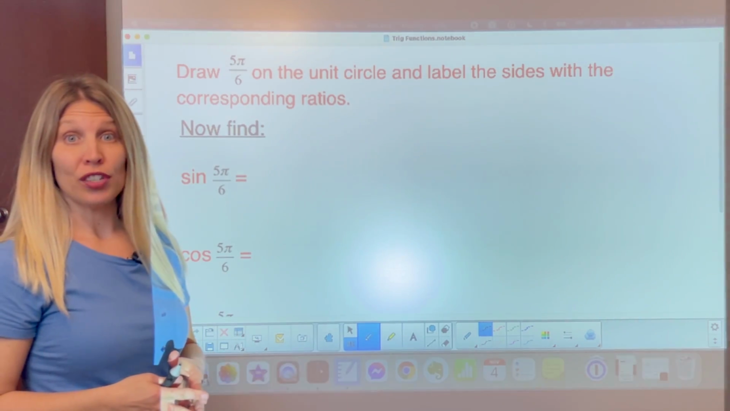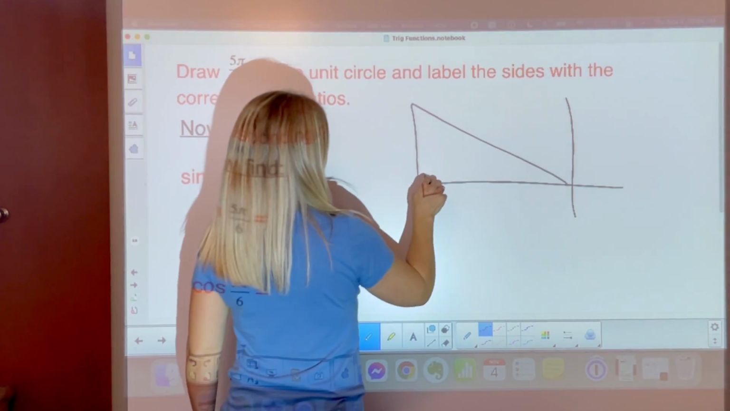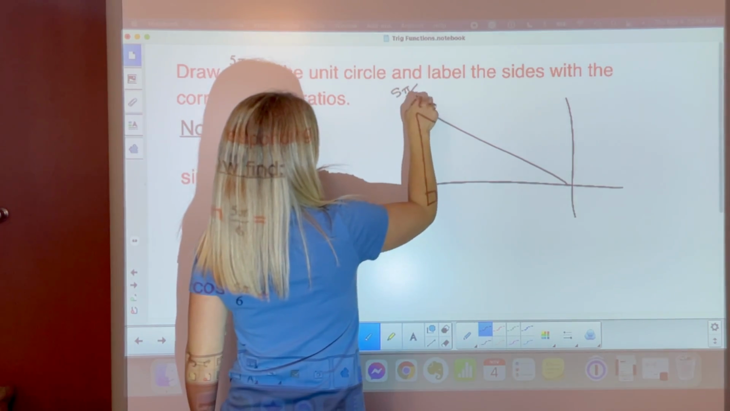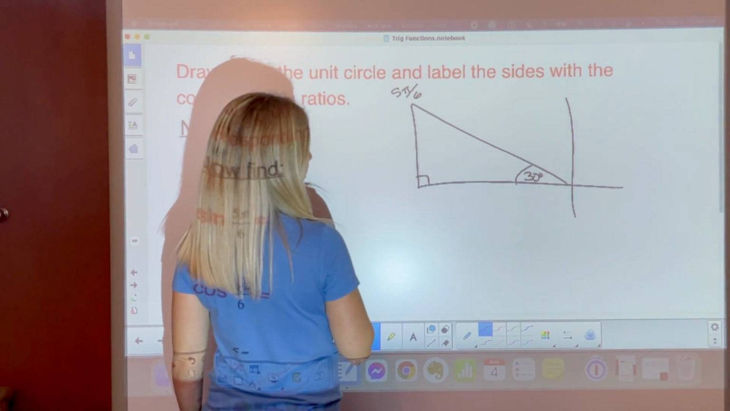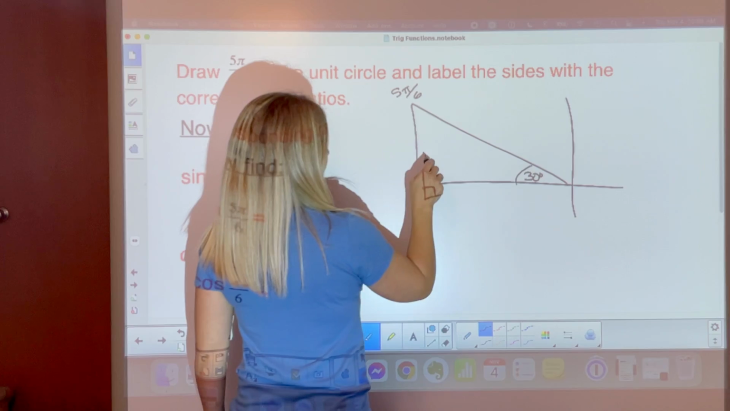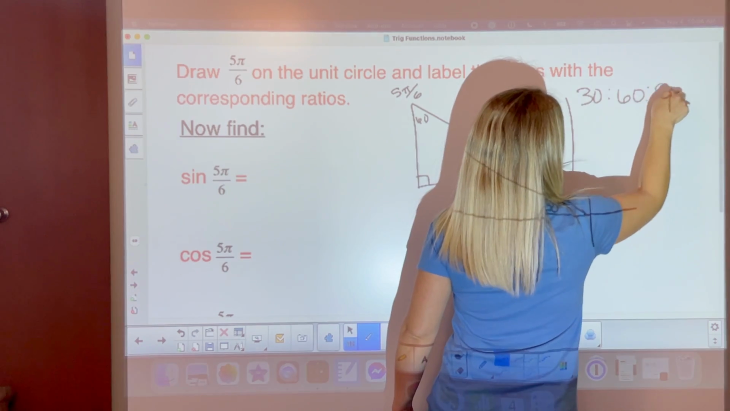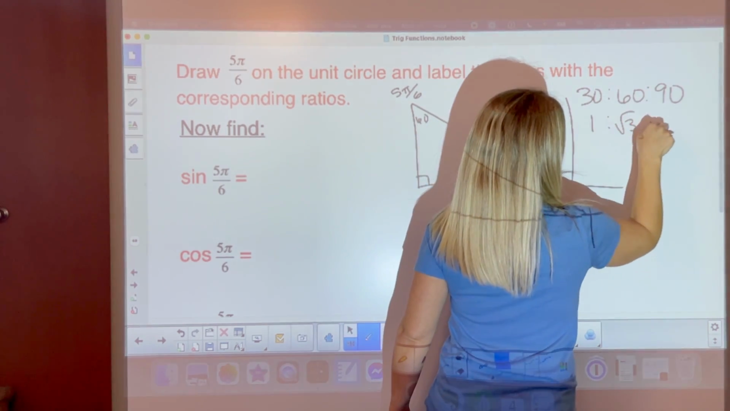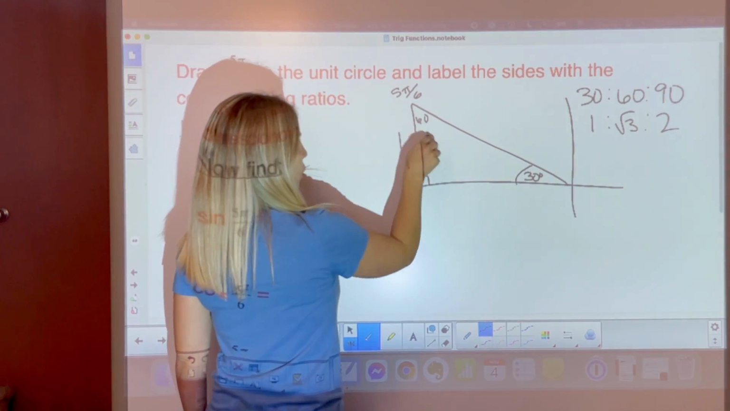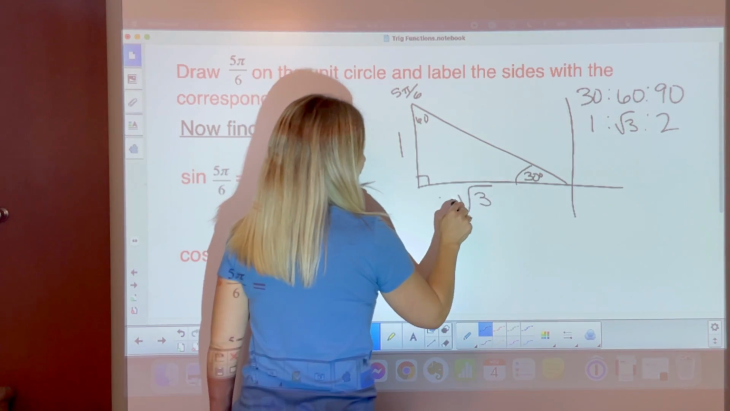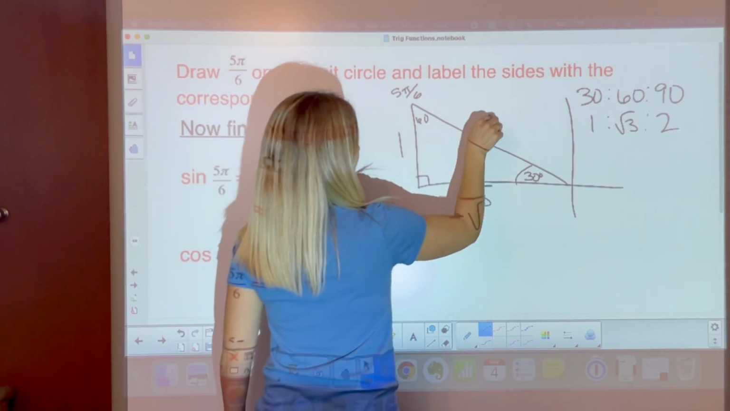Now let's do 5 pi over 6. Hopefully you all remember that 5 pi over 6 is going to be right here. This is my 5 pi over 6, which makes this a 30-degree angle because it's the pi over 6 family. So I have a 30, 60, 90, and hopefully if you don't remember those ratios, you can check out my other video, but here are the ratios for a 30, 60, 90 triangle. Across from the 30 is the 1, across from the 60 is the square root of 3, but it's negative because we're on the left side of the origin. So our x values are negative, and our hypotenuse is 2.